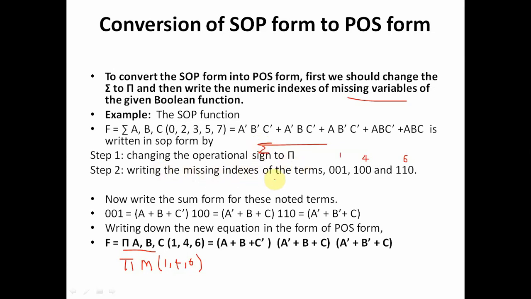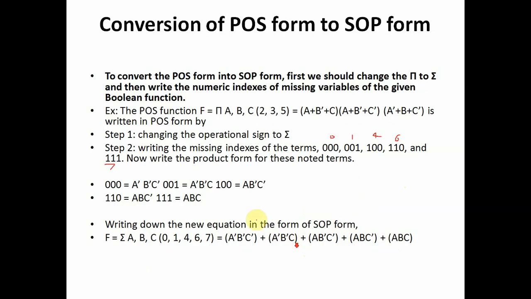After that, writing the missing indexes of the terms. Missing indexes are 1, 4, 6. Now write the sum form of these noted terms. 0, 0, 1. This equation is converted into POS form. In POS form, 0, 0, 1 is indicated as A plus B plus C bar. 1, 0, 0 is indicated as A bar plus B plus C. Now, this 6 is represented as A bar plus B bar plus C. And writing down these equations: A plus B plus C bar, A bar plus B plus C, and A bar plus B bar plus C.